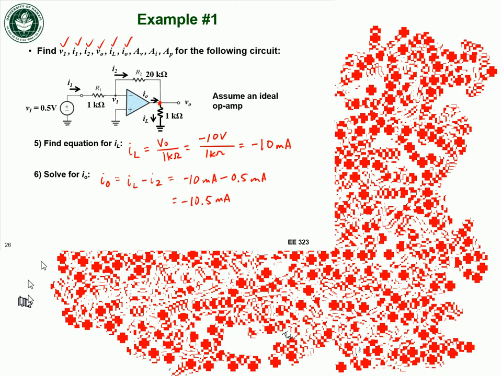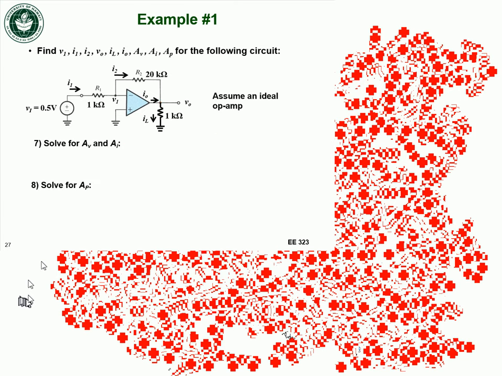Okay, now we need to solve for the gain terms. So let's write our voltage gain, V out over VI, and that is negative 10 volts for our output voltage, and our input voltage is half a volt. So that's negative 20. You can leave it unitless, or you can write volts per volt.